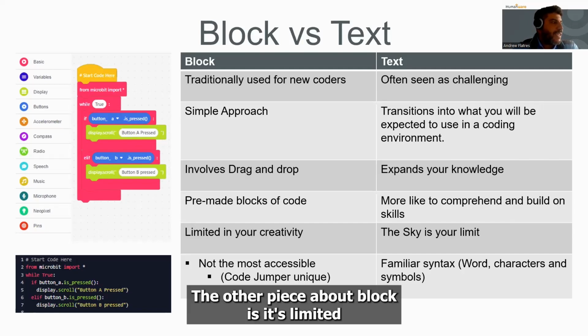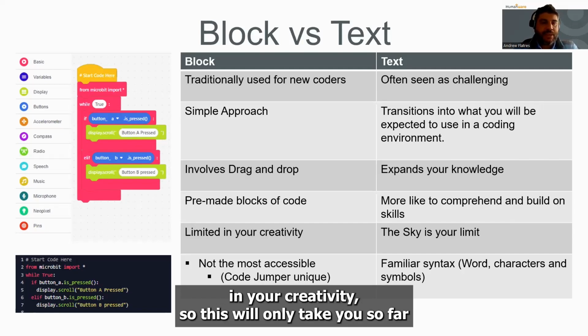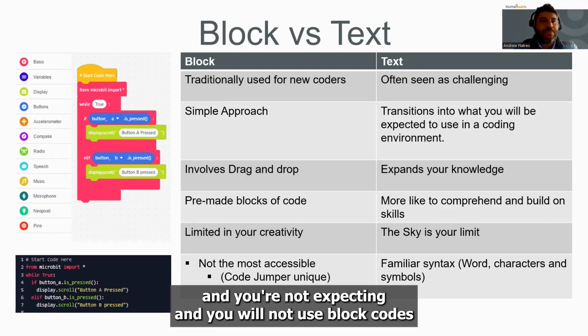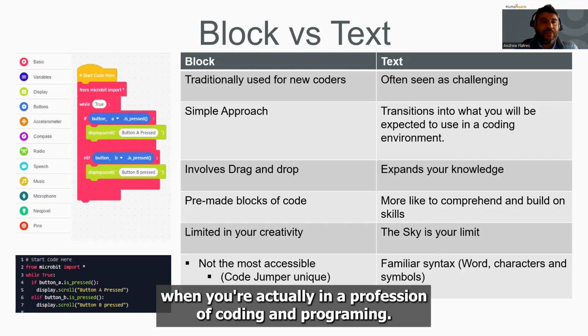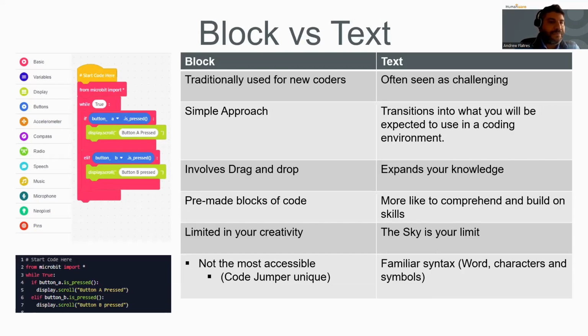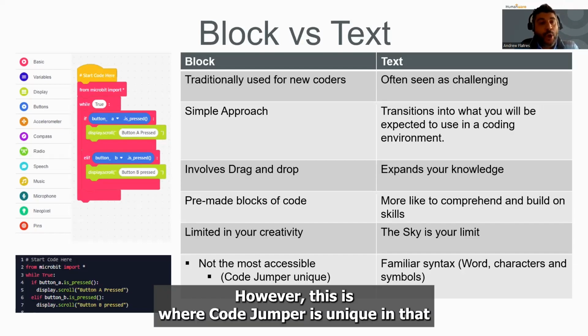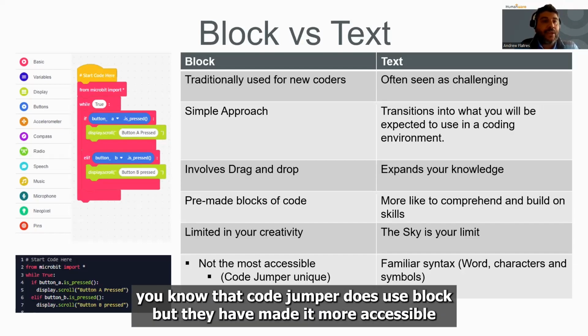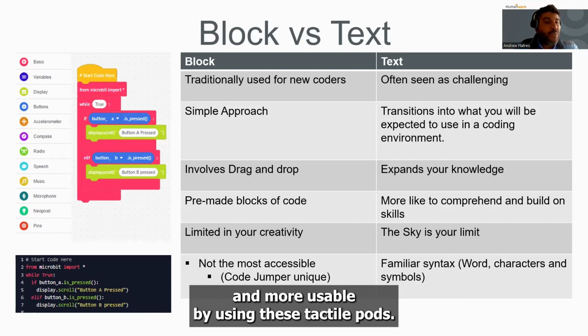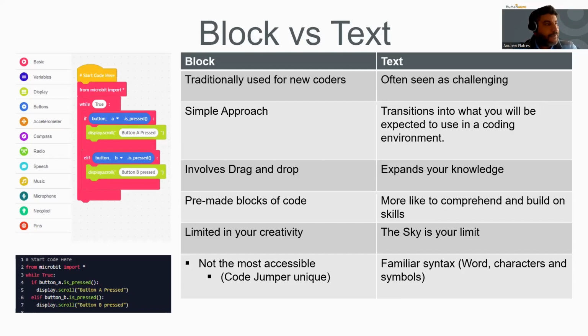The other piece about block is it's limited in your creativity. So this will only take you so far, and you will not use block code when you're actually in a profession of coding and programming. So as I mentioned, it's not the most accessible. However, this is where CodeJumper is unique, in that CodeJumper does use block, but they have made it more accessible and more usable by using these tactile pods.